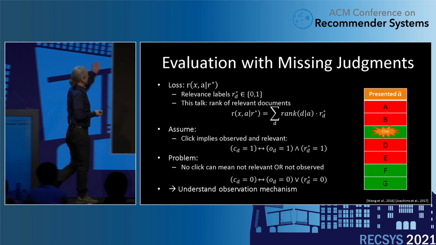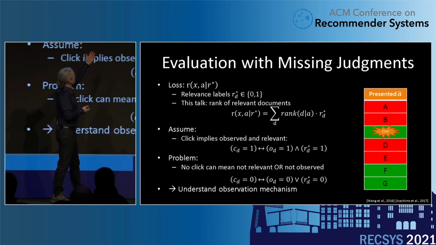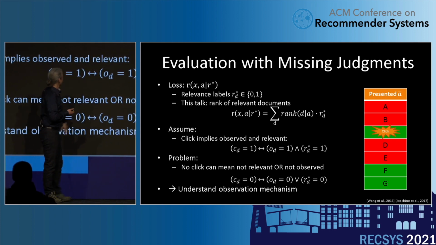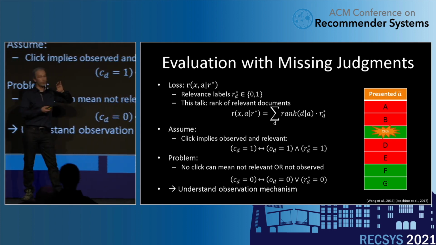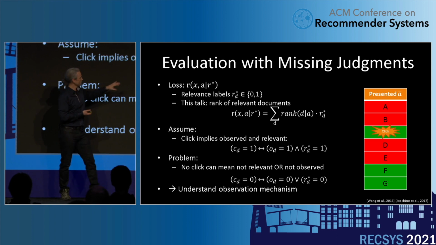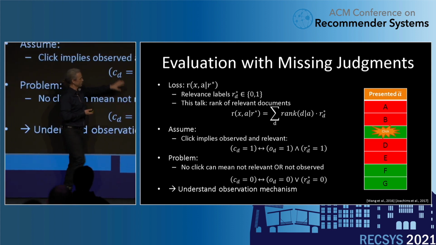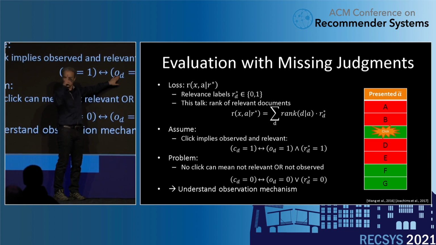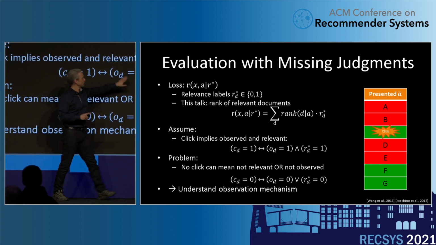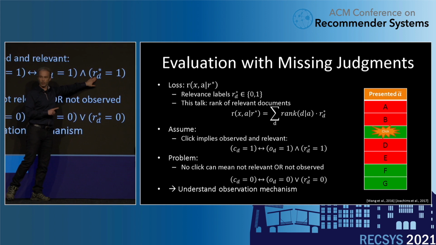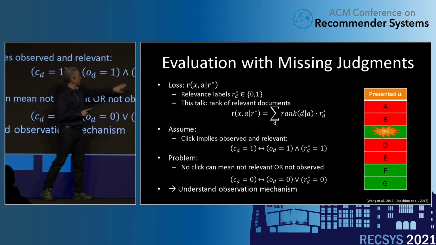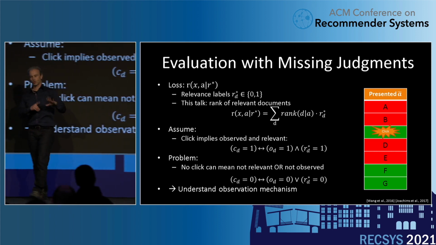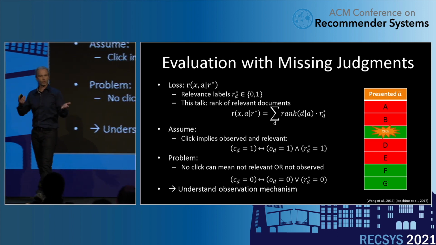So we have our metric here. It's the rank of the relevant documents. And we'll use a very simple click model here. The click model says, if we see a click, then that means the user has observed that document, seen it in the ranking, and it was relevant. And vice versa. If it's relevant, the user sees it, the user will click on it. It's a simple, somewhat realistic click model.